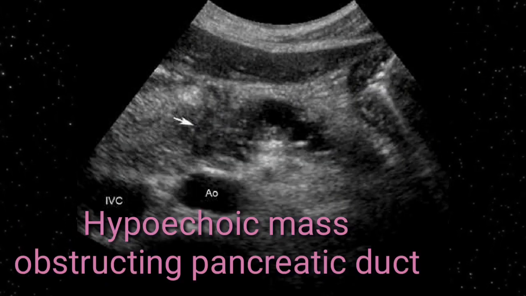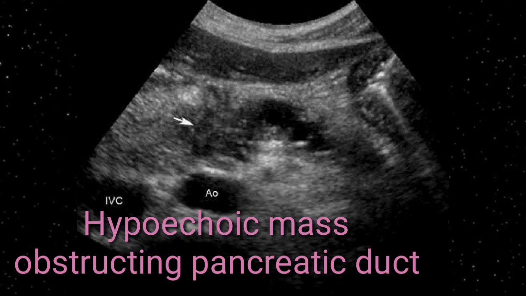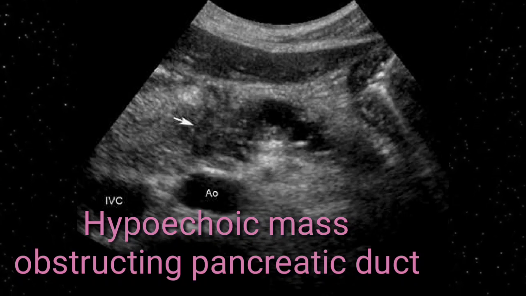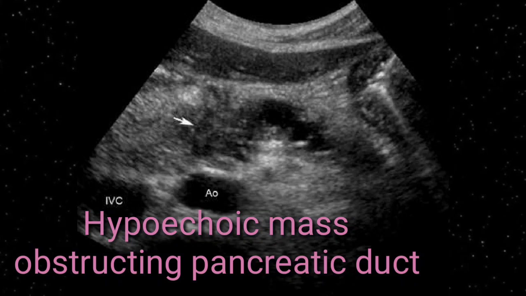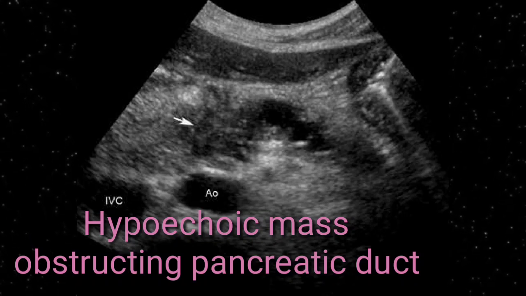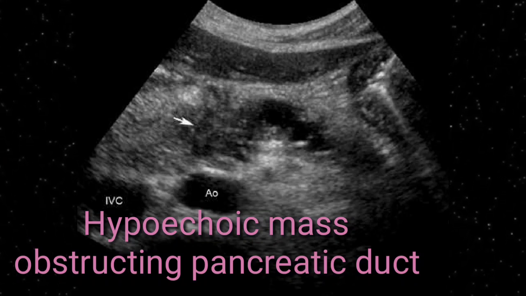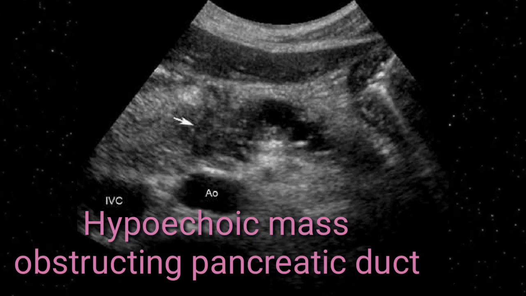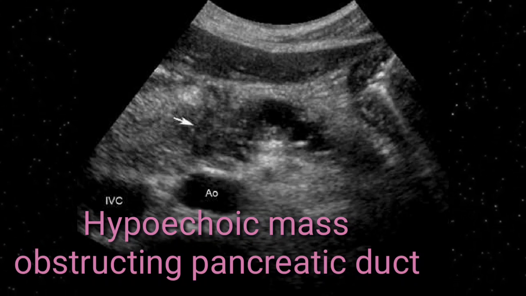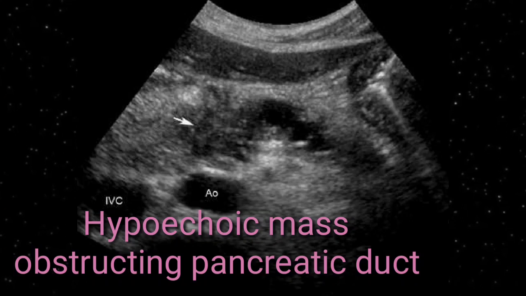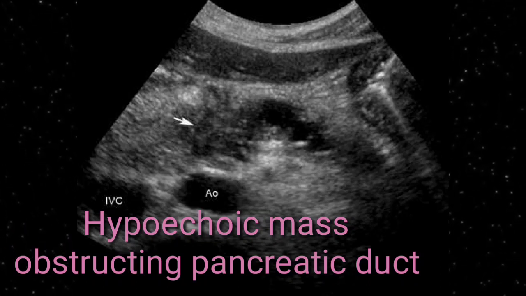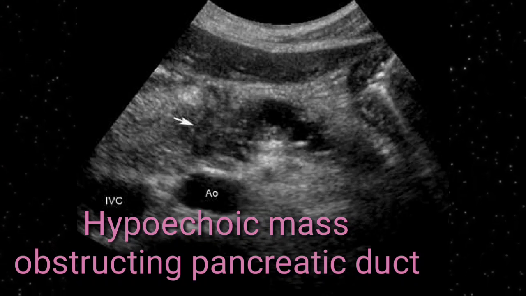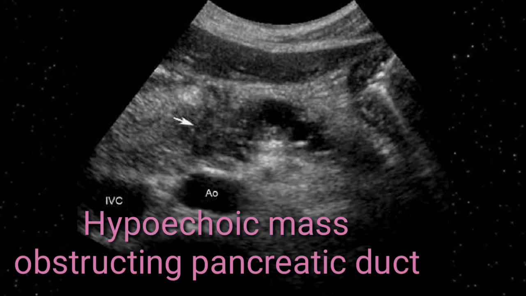A poorly defined mass can be seen on this image; although it appears hypoechoic, it is clearly not well visible. The white arrow is indicating the mass. As this mass is in the head region, it is obstructing the pancreatic duct. Pancreatic duct dilatation is clearly visible. Due to the desmoplastic reaction of pancreatic ductal adenocarcinoma, there must be ductal dilatation. The pancreatic duct would definitely be dilated.